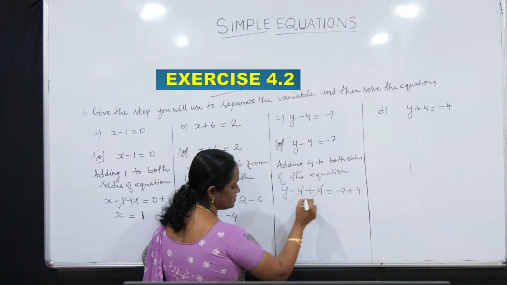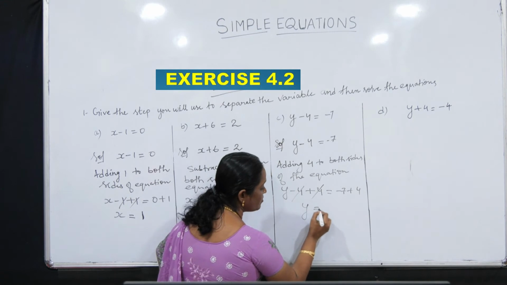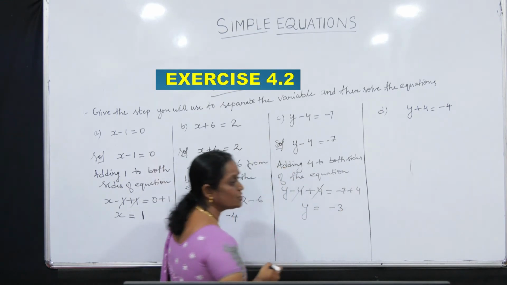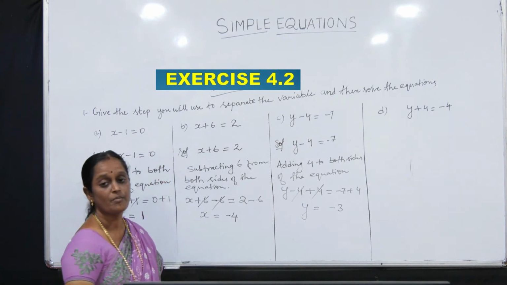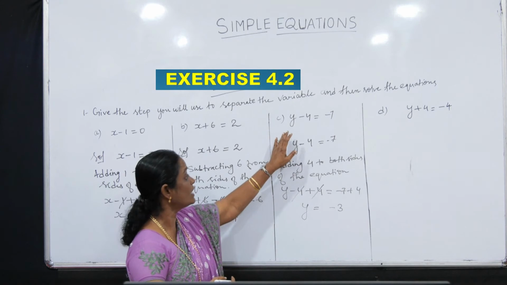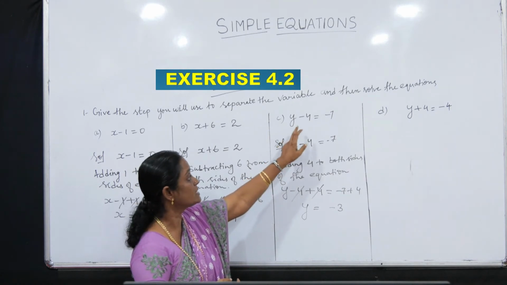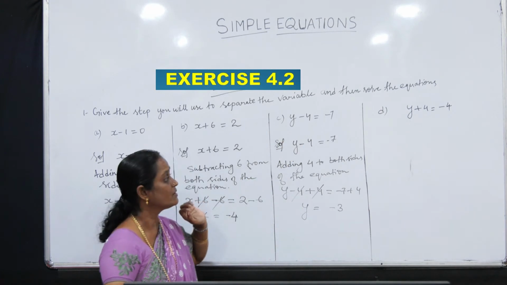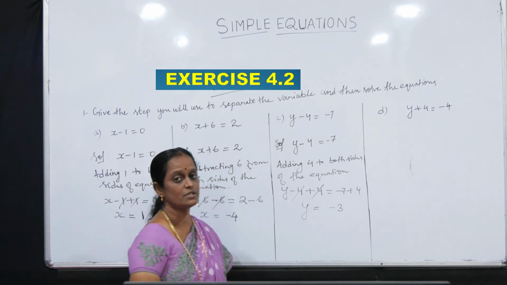Minus 4 and plus 4 get cancelled. It is y, and 7 plus 4 is 11. So the solution to the equation is y equal to 11. You can check the solution. Put the value of y as 11.